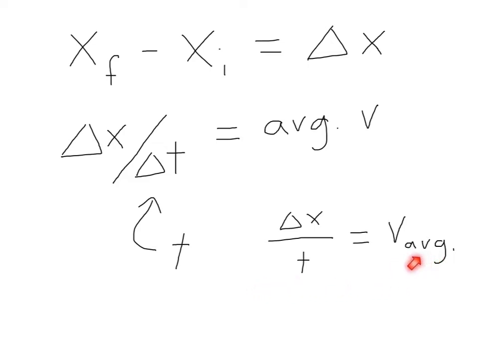Don't forget, subscripts are used to describe variables further. So you'll often see us write out the displacement divided by the time will give you the average velocity during that time.